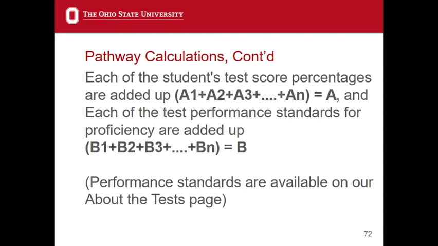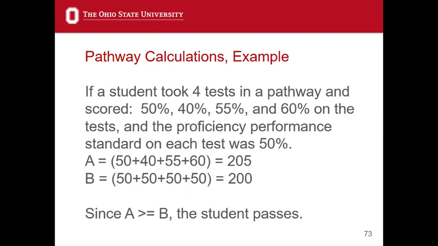How are those calculations done? So we add up the percentage score on each test, and we add up the benchmark for proficiency on each test, and then we look and see which one is bigger. And it's pretty simple. So if they have a higher percentage of questions answered correctly than the proficiency benchmark, then they are passed. If they have a lower number, then they have not passed. If they have the exact same number somehow, they got exactly right, they pass. So it's greater than or equal to.